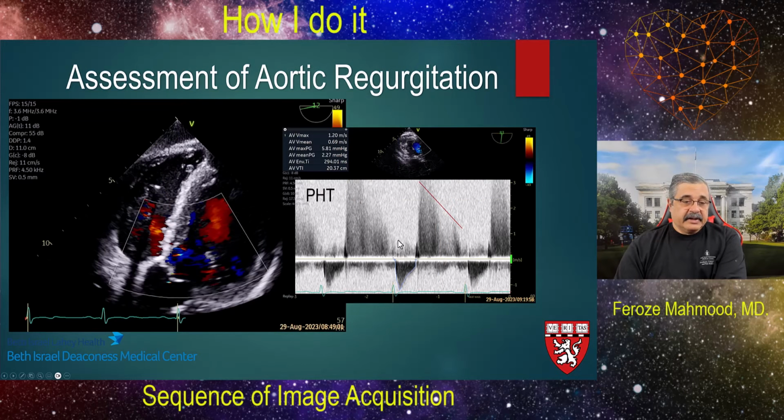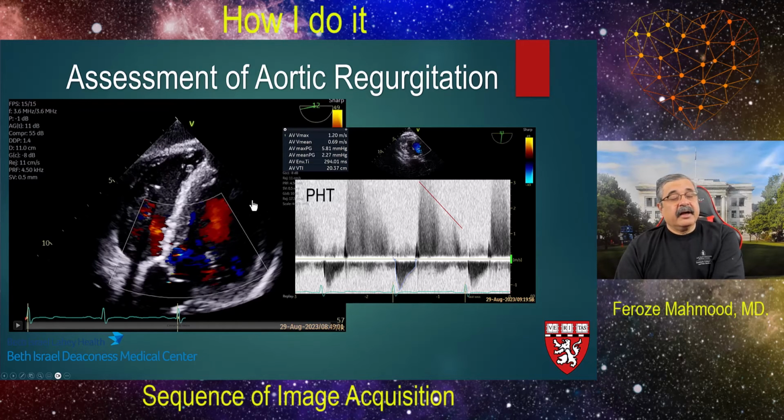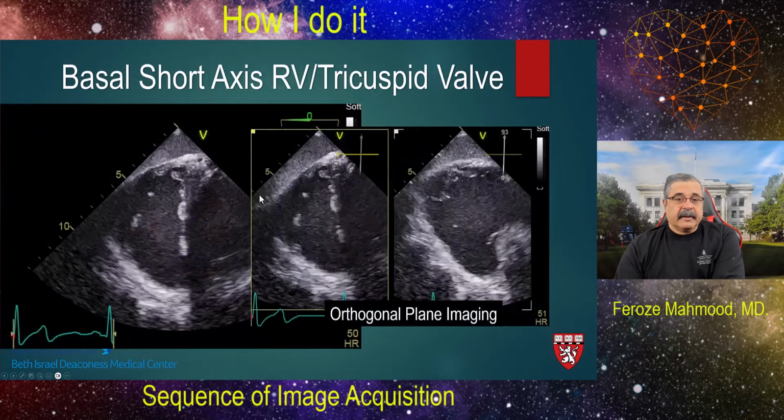If there's presence of AI, we can also use this as a means of measuring the pressure half-time. This is the rate of decline of pressure from the proximal ascending aorta to the left ventricle, and it being less than 220 implies that it is not only severe but acute. A pressure half-time of 300 or 400 just implies the presence of chronic AI and ventricular remodeling.